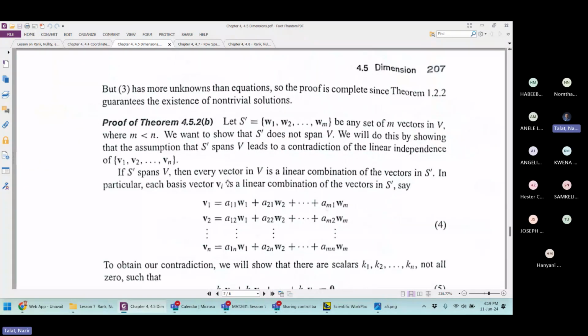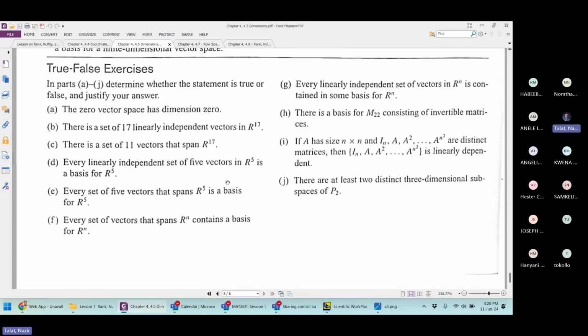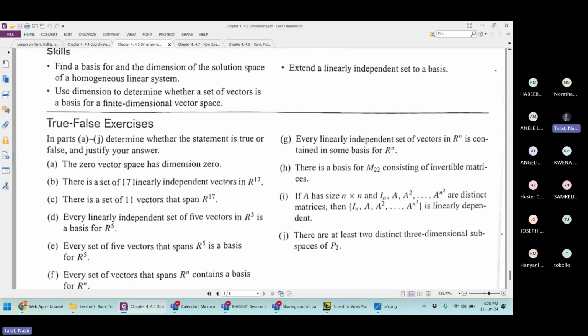So this is about that one, and just recall that the zero vector space has dimension 0. Are there 17 linearly independent vectors in R17? Yes, because the basis of R17 has 17 vectors. Can 11 vectors span R17? No, at least 17 vectors are required to span R17. So not 11, it should be at least 17.